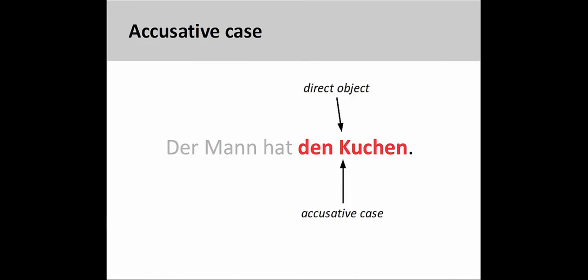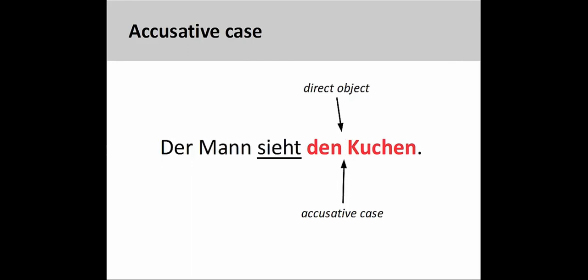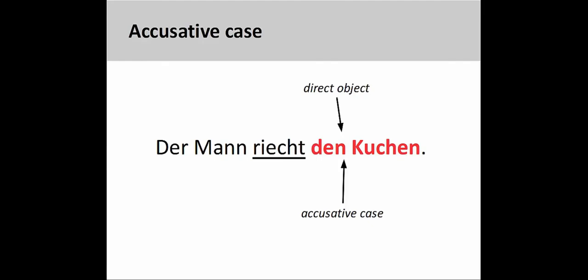It is easy to see how the nominative and accusative cases work together when the verb expresses a very physical action. Here we can perhaps visualize the man carrying or holding the cake. But the same relationship between nominative and accusative exists when the verb expresses no physical contact between the subject and its direct object. Here the man sieht the cake. In other words, the cake receives the action of being seen by the man. Or perhaps the man can even smell, riecht the cake. The cake still receives an action, this time that of being smelled by the man.